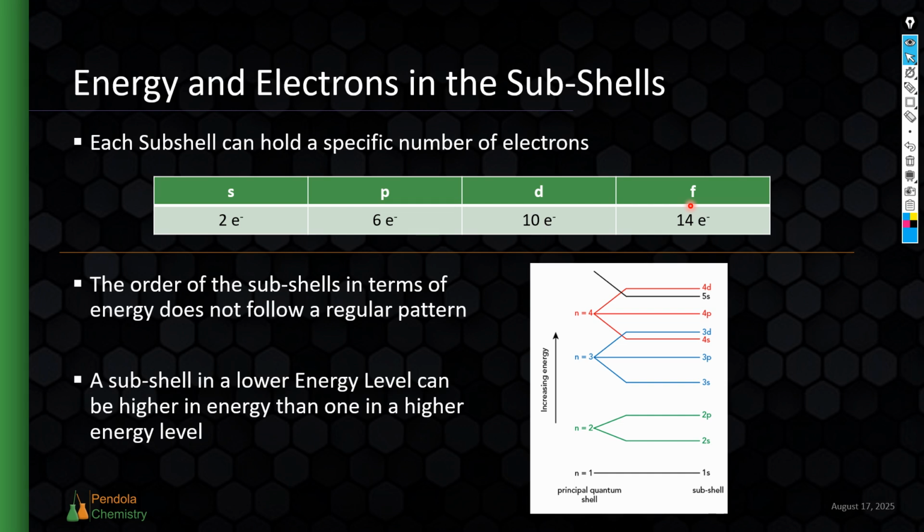The order of the subshells in terms of energy does not follow the regular pattern. Now, you've got to remember, this is what we just talked about. Just because it's an S sublevel, it does not necessarily mean that it will have less energy than a P sublevel if that P sublevel is in a lower energy level. So if we look at this right here, we can see that as we move up, those energy levels and their subdivisions start to overlap. The first energy level has an S sublevel, and that's why it can only hold 2 electrons. And let's write that down here.